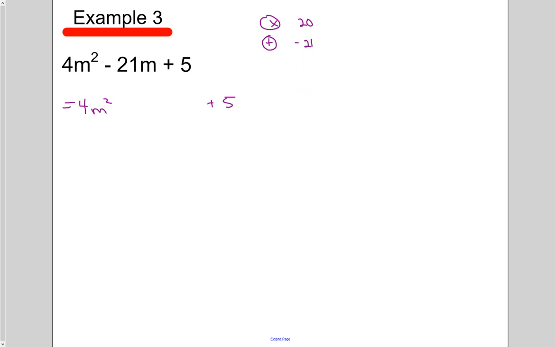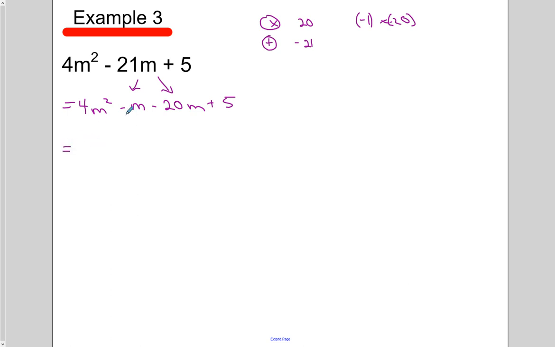Let's see. Oh, I know. 1 times 20 would multiply to positive 20. It wouldn't add to negative 21. But what if I made them both negative? Oh yeah, that would work. That would multiply to 20 and add to negative 21. So negative 1 and negative 20. Cool. So I'm going to say minus m, that's my minus 1m, and minus 20m. I've broken up my 21m into two pieces.